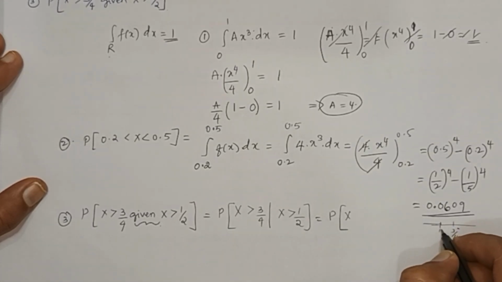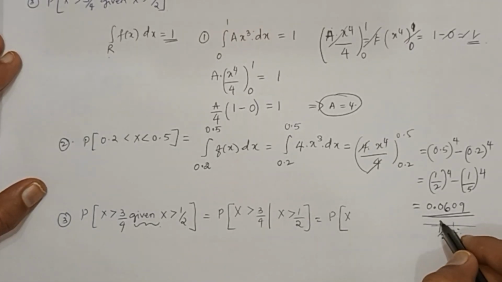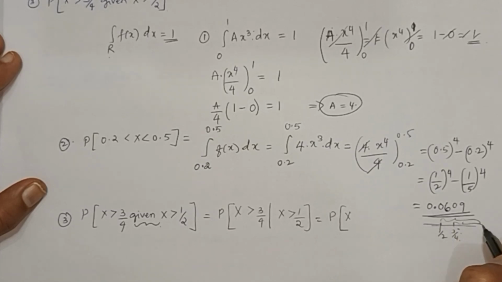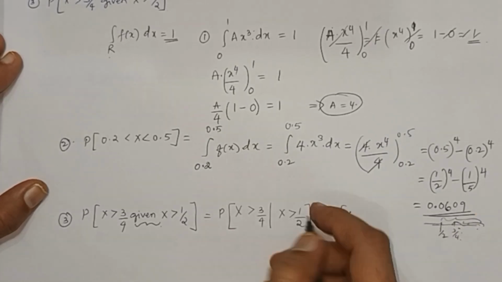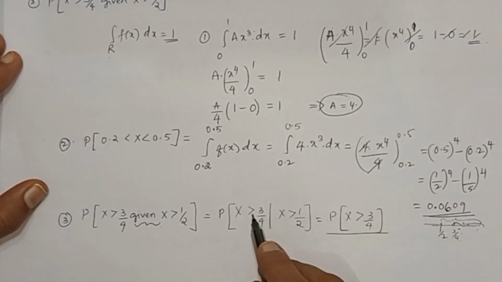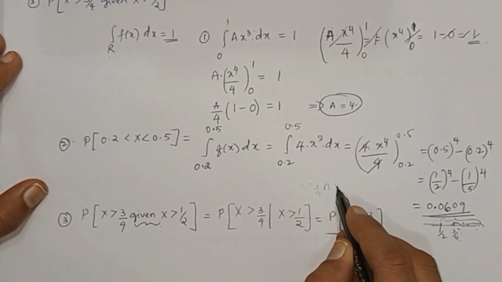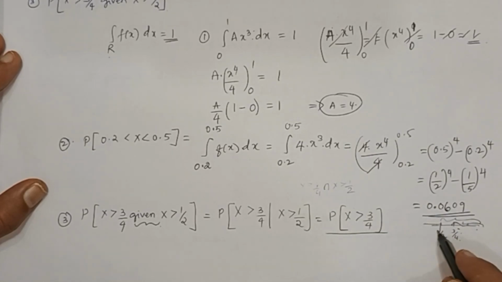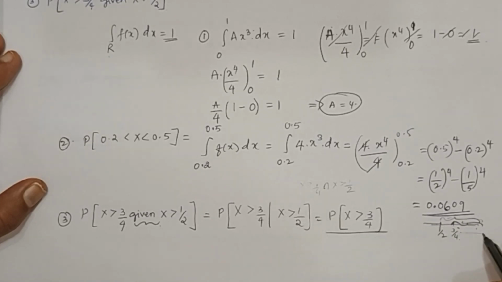1 by 2 means here 0.5. 3 by 4 means it's about 0.7. So this is bigger. So x is greater than 1 by 2 and x is greater than 3 by 4, which is the common region: x is greater than 3 by 4. Because in the conditional probability, we want the intersection in the numerator. X is greater than 3 by 4 intersection x is greater than 1 by 2. Intersection means common region. One is greater than 0.5 and the other is greater than 0.7, so the common region is greater than 0.7.